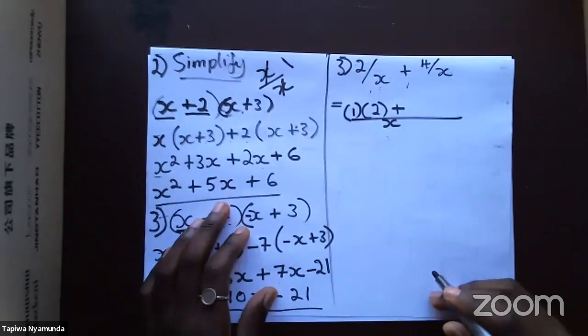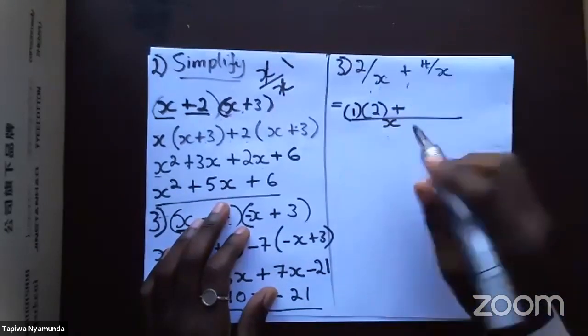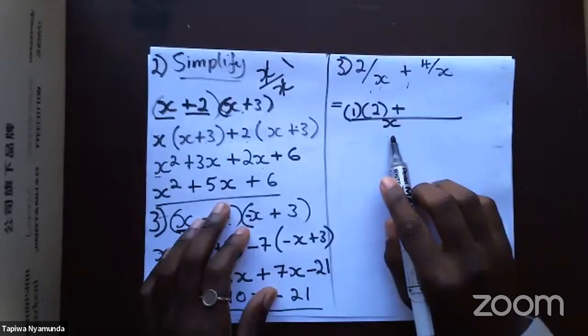Do you see that? So we are saying this value divided by this value here.